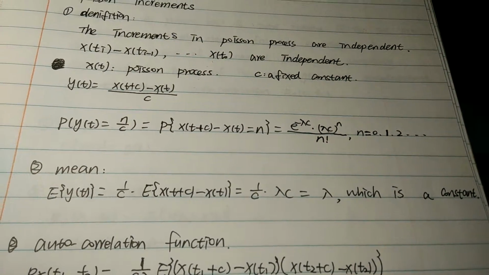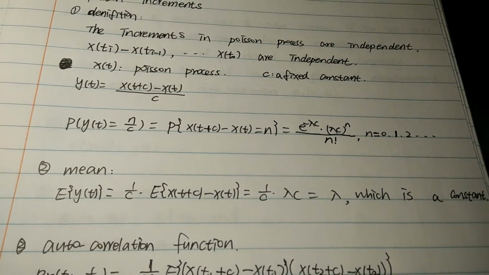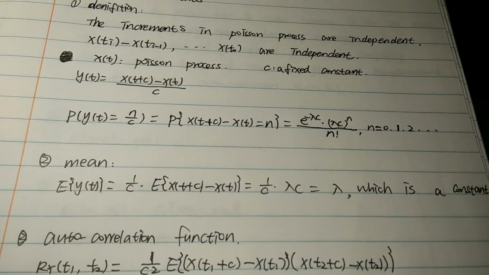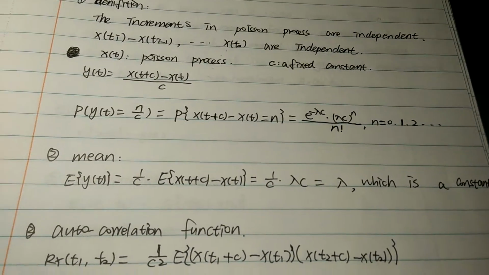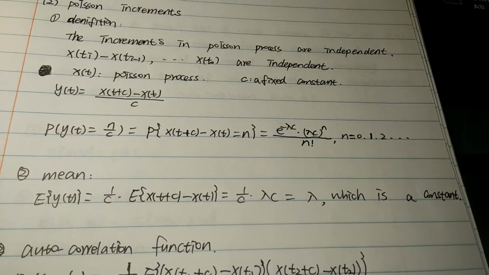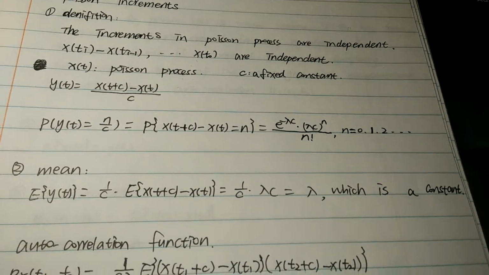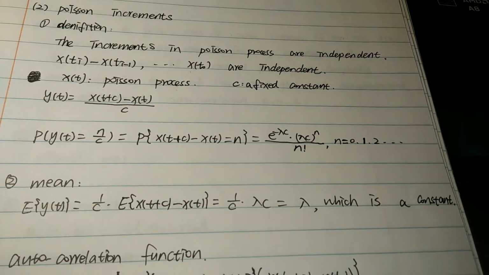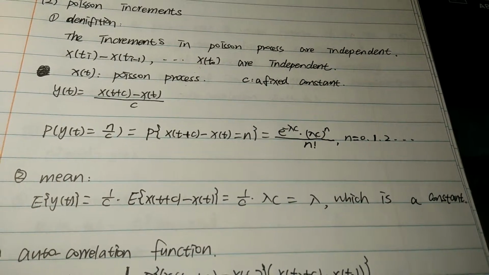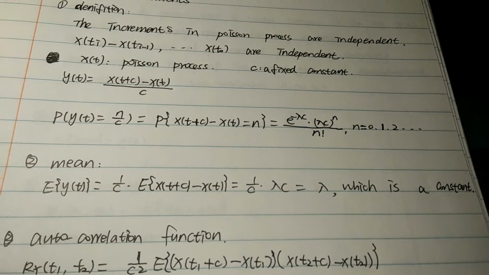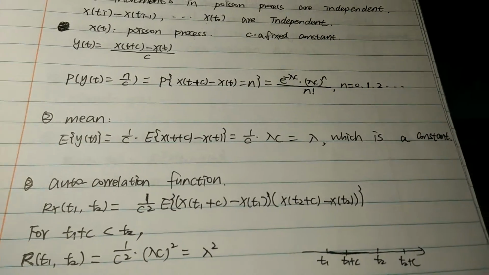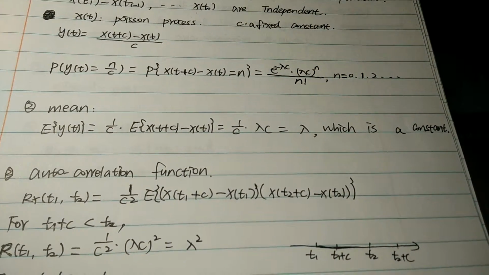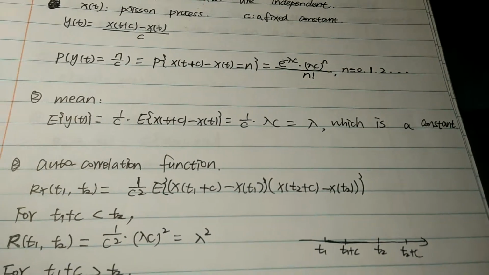The probability of y of t equals n over c equals the probability of x of t plus c minus x of t equals n. It equals e to the power minus lambda c times lambda c to the power n over n factorial, n equals 0, 1, 2, and the expected value of y of t equals lambda, which is a constant.